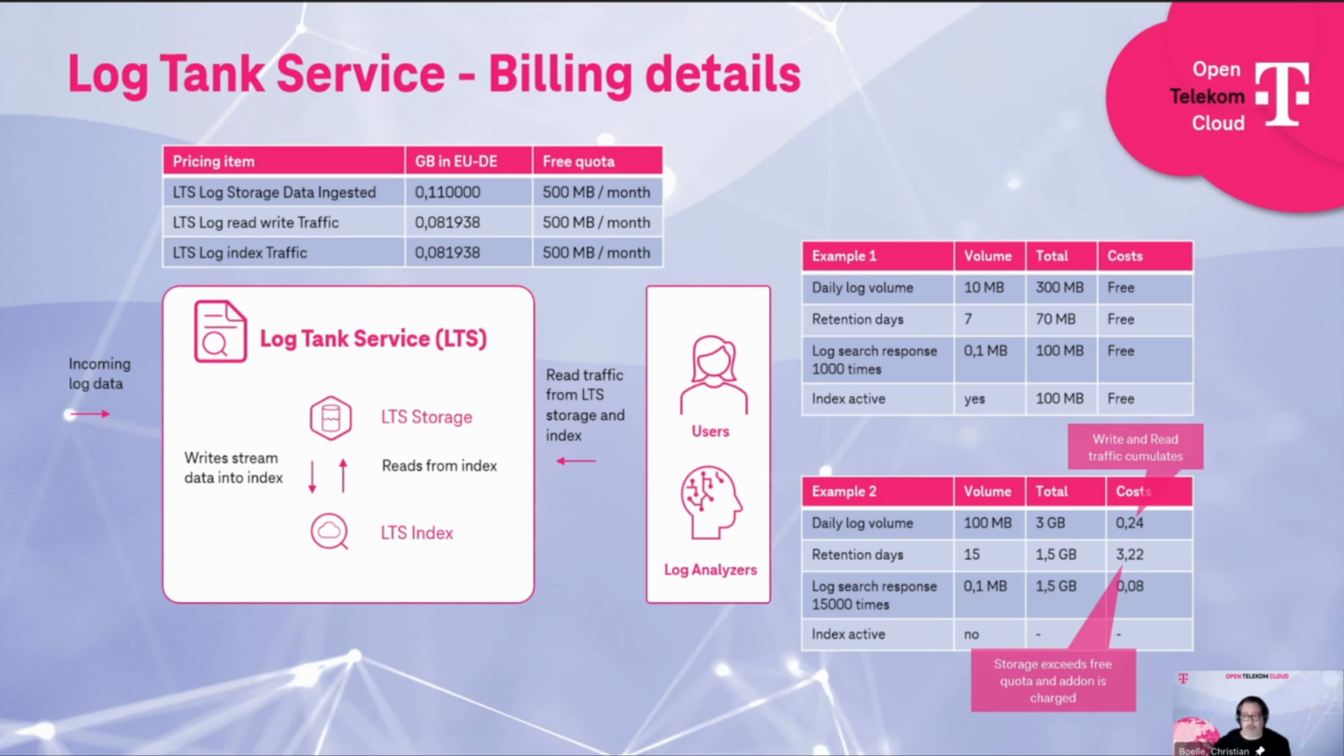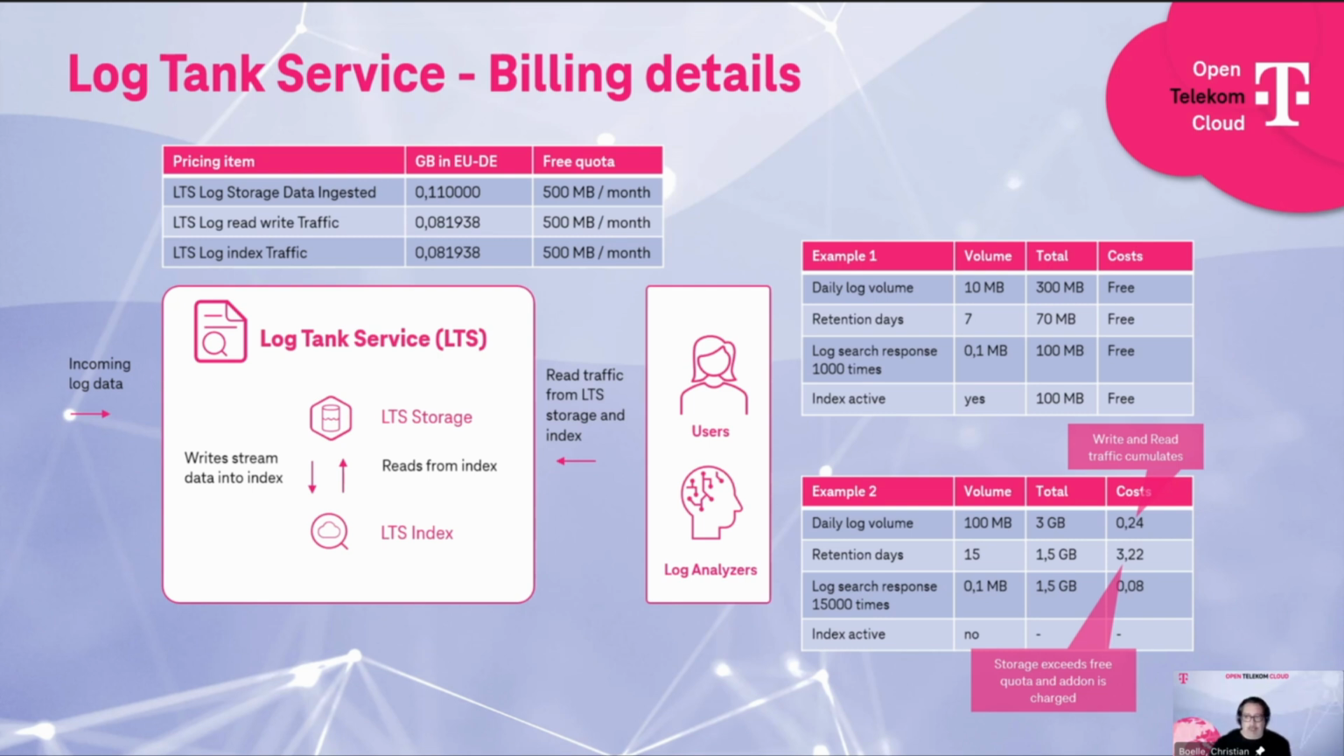And if you just want to do a simple query on the raw log data, then it goes to the unindexed data. So two examples are here so that you get a little bit of an idea of the costing around it. Every item, the read-write traffic, the read-write index traffic, and the storage, they have a 500 MB free quota for every month. So every customer can use the service for free with a 500 MB quota. And when you ingest 510 MB into the service per month, then the 10 MB are charged on top of it.